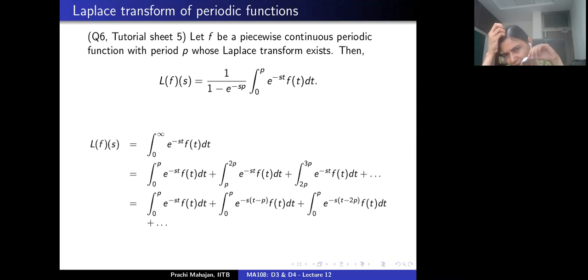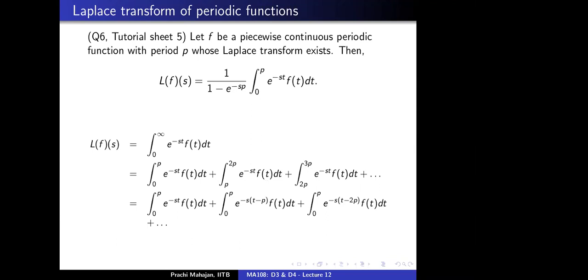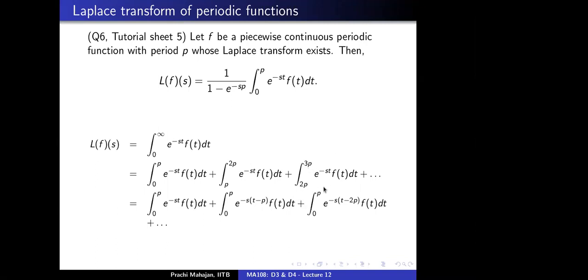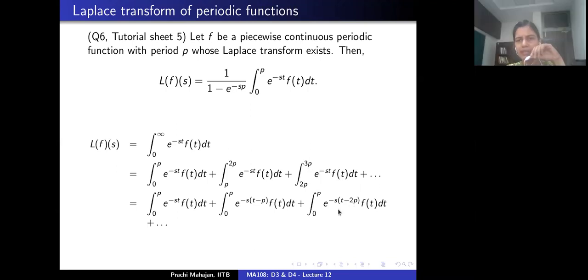Is everybody with me? Yes, ma'am. You do this sort of change of variables at each stage, right? So for this case, in this integral, when you are integrating from 2p to 3p, you replace t by t minus 2p, right? That's the right integral to look at, and use the fact that f is periodic with period p, right?